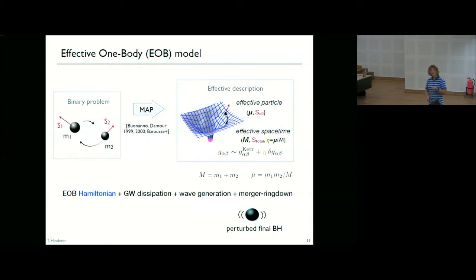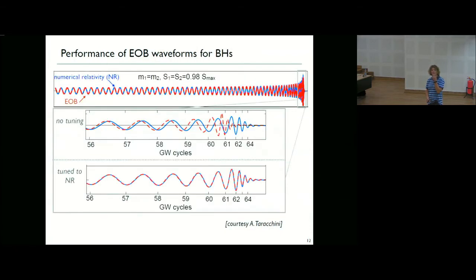And so in addition to all these inputs, there's additional information coming from numerical relativity. This is shown in the plot here, where on the top you see in blue the numerical relativity result for two black holes with spins, almost the maximum spin, and in red is the EOB. And you see both agree fairly well, but then if you look closely at the end, after maybe 56 gravitational wave cycles since the beginning of the numerical waveform, you see there's a small dephasing developing. The merger time is too early for the model and so on.